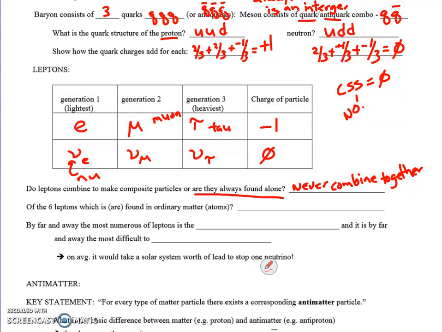Of the 6 leptons, the one found in ordinary matter, atoms, well, atoms are protons, neutrons, and electrons. Protons and neutrons are in a different category, so that would leave the electron. An electron is very different than a proton and a neutron for reasons. And by far the most numerous lepton is the neutrino, and it's by far the most difficult to detect. Neutrinos are very, very hard to find, but we have done a good job. On average, it would take about a solar system's worth of lead to stop a neutrino.